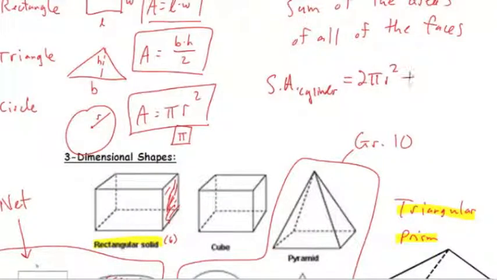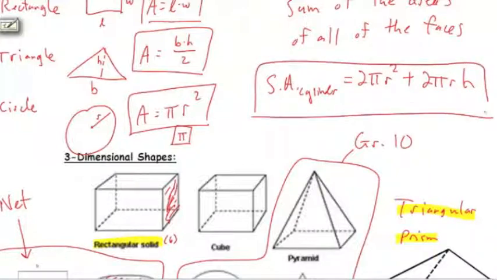I'm only going to write this one down because the other ones are rectangles and triangles just all added up. And this one's a little bit special. Surface area of a cylinder, this is just 2 circles. This is just 2 circles. And this one here, that's just a rectangle.